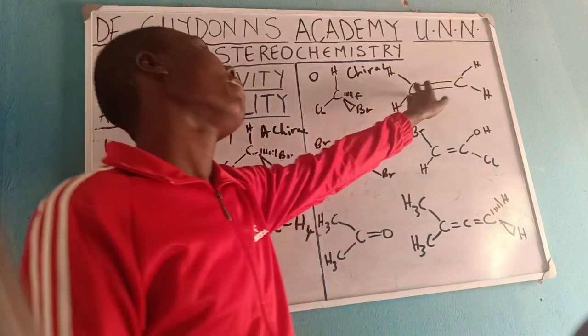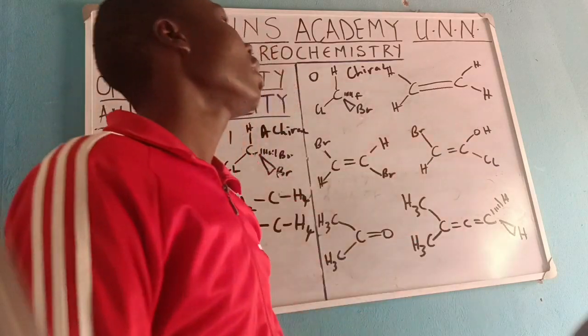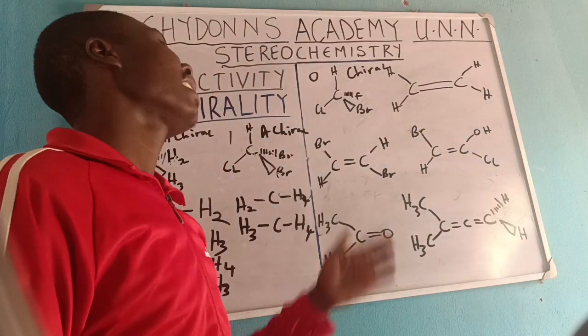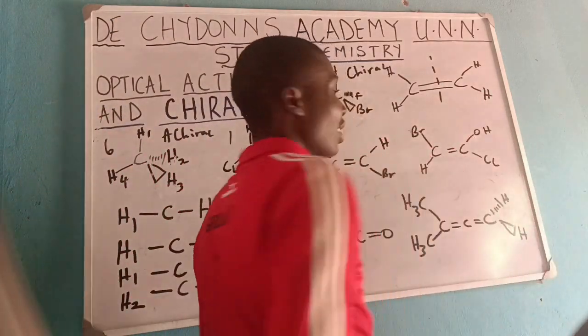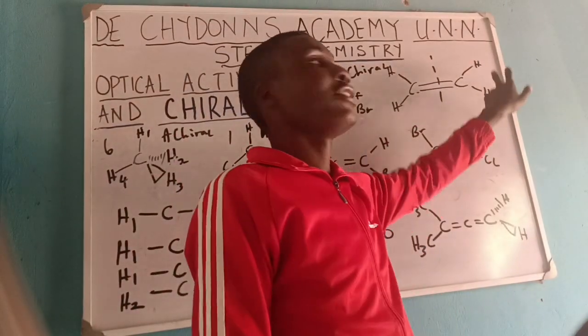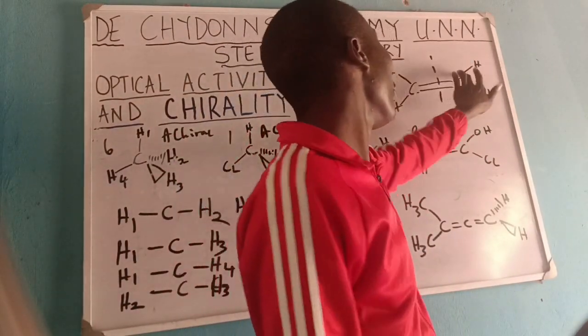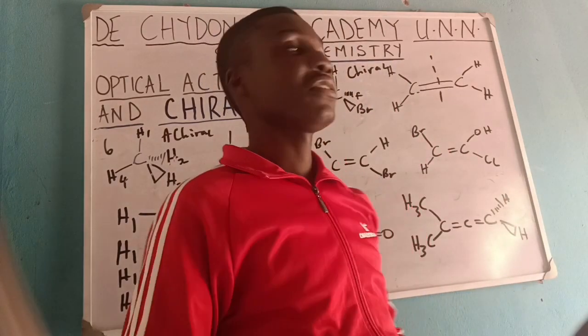Here we have carbons double bonded to each other, and then we have hydrogens. This is an alkene molecule. Now let us see the number of planes of symmetry we have there. First of all, we have a vertical plane of symmetry. Now we have hydrogen, carbon, carbon, hydrogen. So these two places are mirror images of each other. So we have 1 vertical plane of symmetry.